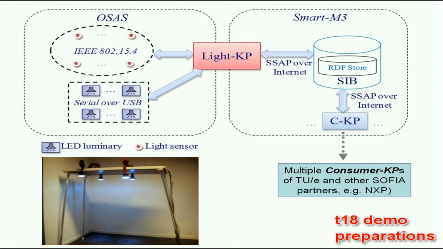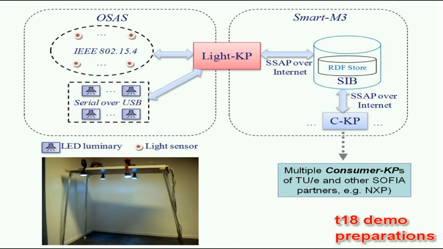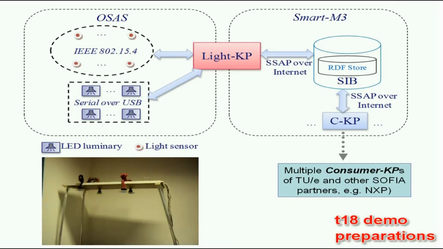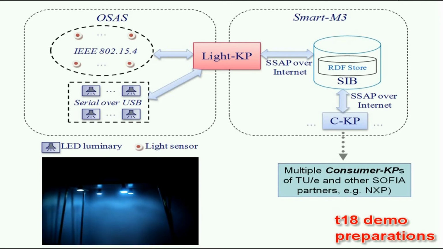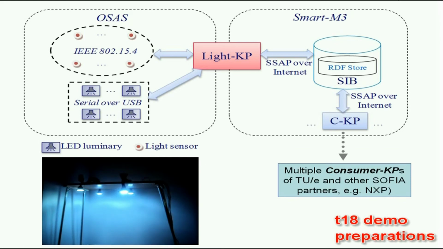The Light KP will not only provide exchange of light model information between low and high capacity nodes of the SOFIA architecture, but also act as an application layer gateway, translating link layer protocols of Smart M3 and OSAS networks, routing packets from one to the other. In the T18 demo, heterogeneous smart lighting system will be demonstrated.